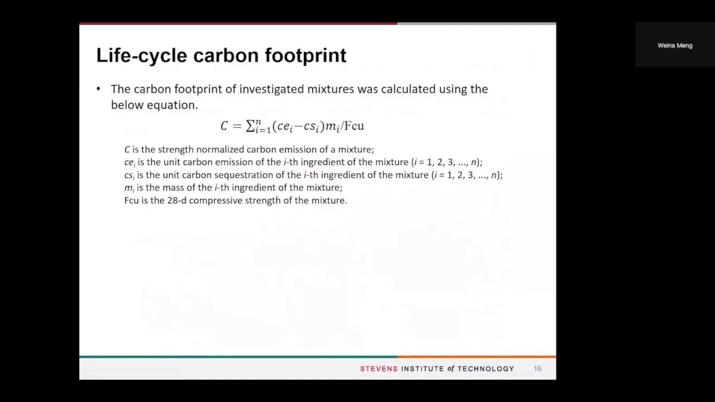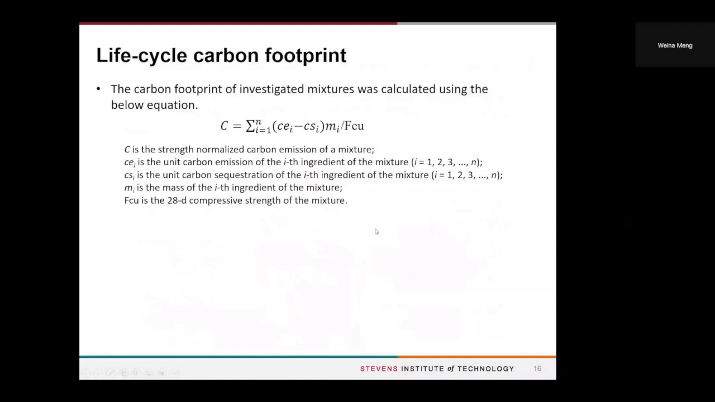And finally, we also evaluated the life cycle carbon footprint, because maybe some of you may ask, you use calcium hydroxide, so that is CO2 intensive as well. So how about the life cycle carbon footprint?